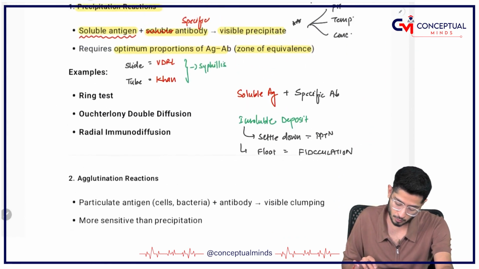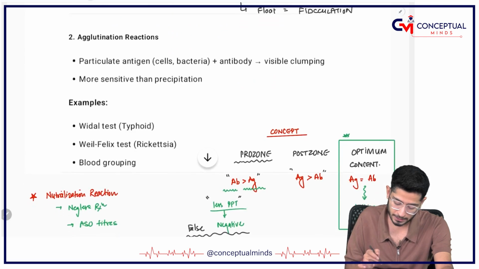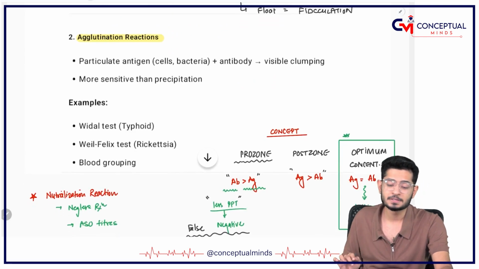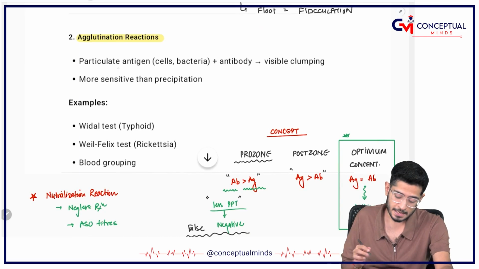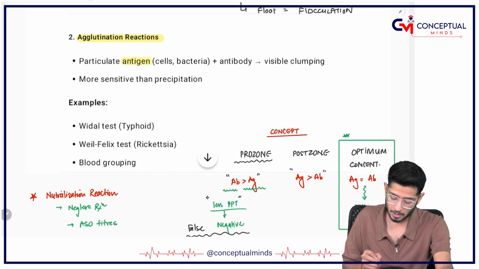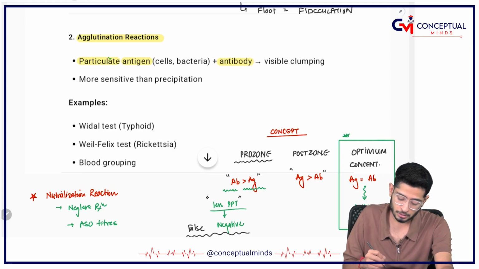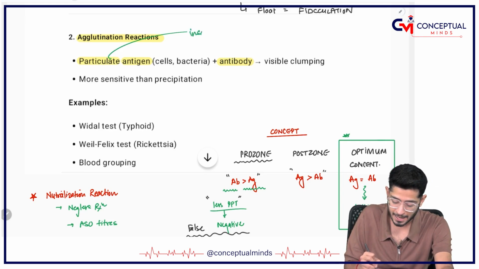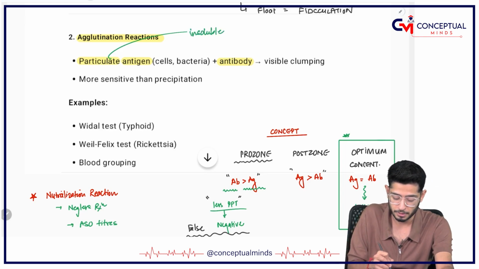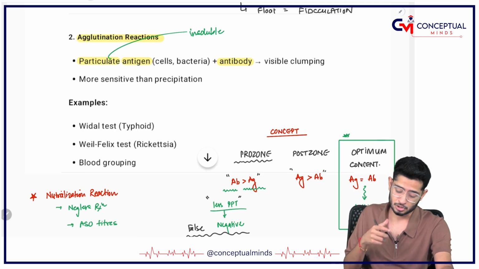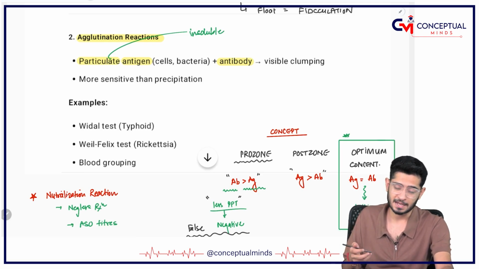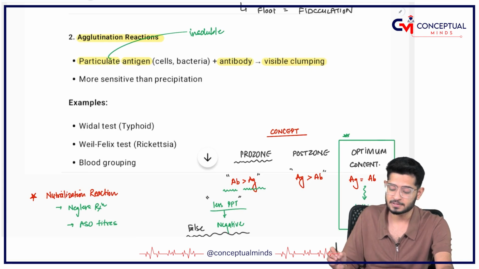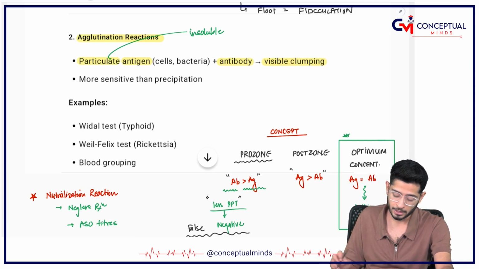Coming on to the next one, that is the agglutination reaction. What happens in agglutination reaction is that the particulate antigen is going to combine with the antibody. The antigen is particulate, that means the antigen is going to be insoluble. So, the insoluble antigen combines with the antibody, and obviously a visible clump is going to get formed, right. So, this is more sensitive than precipitation.